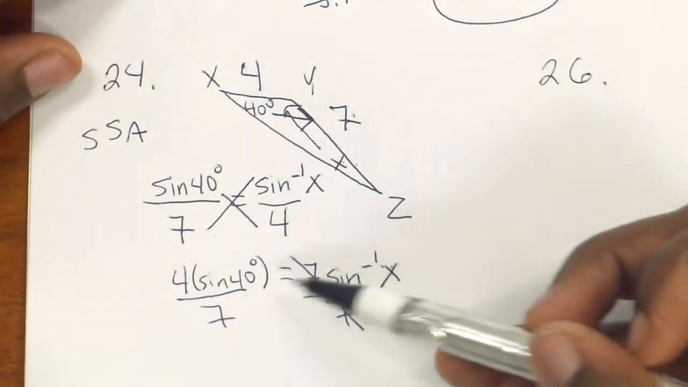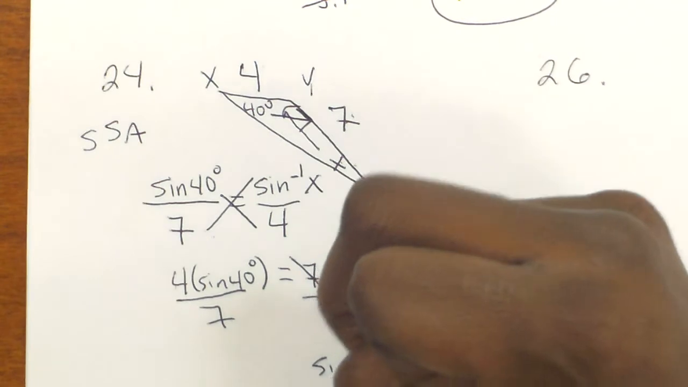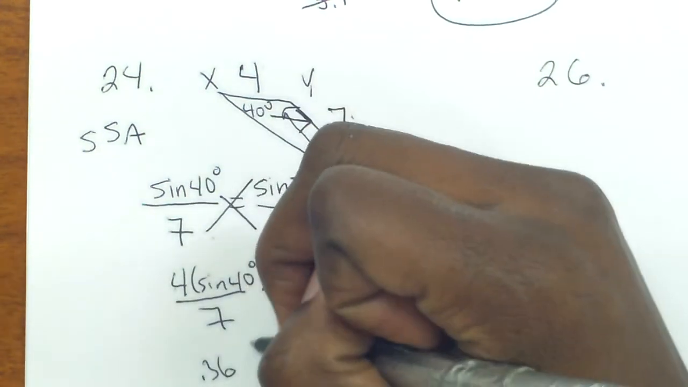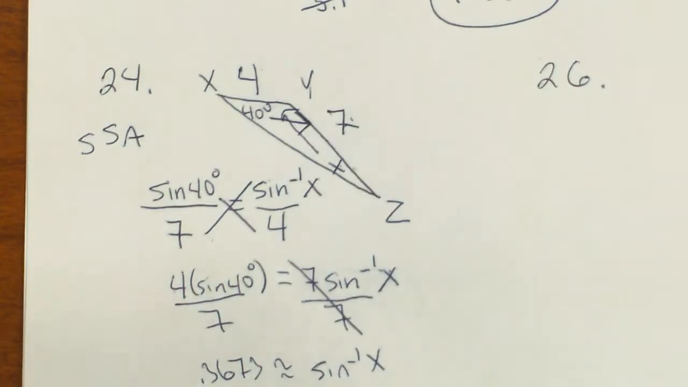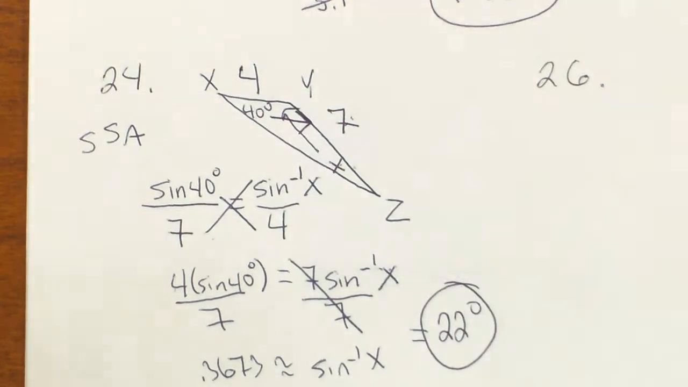And so sine inverse is going to be equal to 4 times sine 40 divided by 7. So I'm going to put that in my calculator. 4 times sine 40 degrees. And then I divide that answer by 7. And so that means the sine inverse of x is going to be equivalent to about, I'm going to use a couple of numbers, 4, 6, 7, 3, just so I can get a little bit more accurate. And then I'm going to do sine inverse of that answer. And so our answer is equal to 22 degrees on 24.